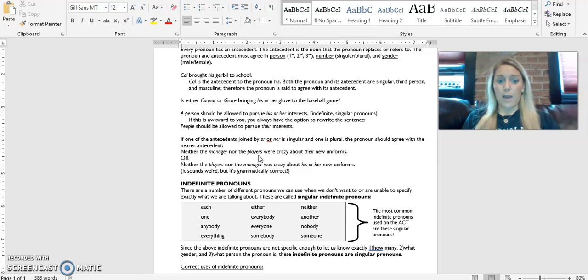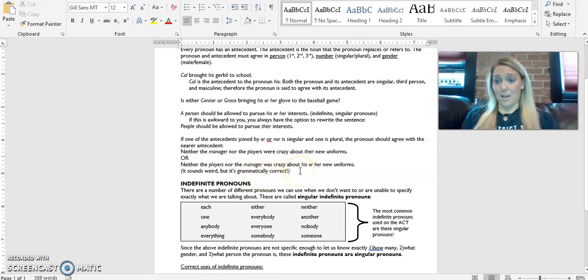In this case, where you have one singular and the next one plural, you have to refer to the antecedent that is nearest the pronoun. So in this case, players is nearest the pronoun, and players is plural, so you would need a plural pronoun. In this case, you just flip-flop the sentence, and this one sounds really strange, but it's grammatically correct. Neither the players nor the manager was crazy about his or her new uniforms. Because again, you're using the antecedent nearest the pronoun, and manager is singular.